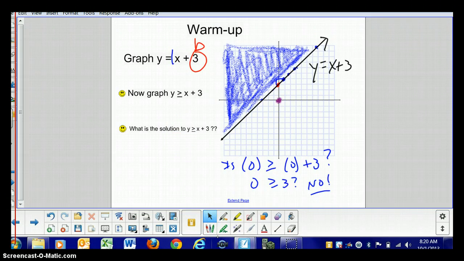So what is the solution to y is greater than or equal to x plus 3? Well, it is every single ordered pair that belongs to the shaded area. So there are an infinite number of solutions that we cannot list, so we just display it with a shaded section of our coordinate plane.